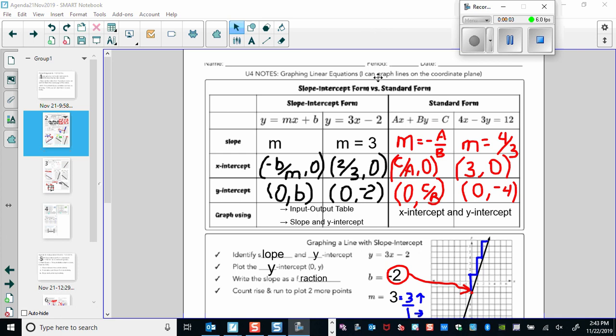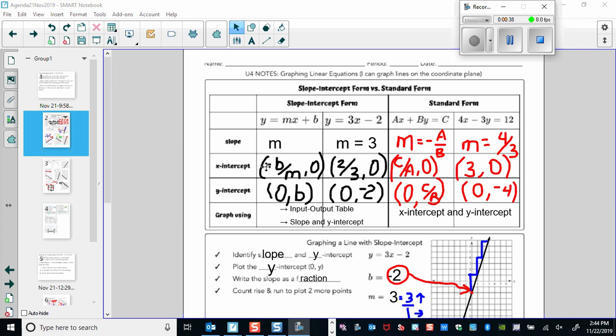Hi everyone. These were the notes that took place on November 21st, 2019, and this is involving graphing linear equations by using the slope-intercept form and the standard form. Now for the slope-intercept form, the coefficient m of the term m times x represents our slope. In this first particular example, y equals 3x minus 2, your slope, m, equals 3.